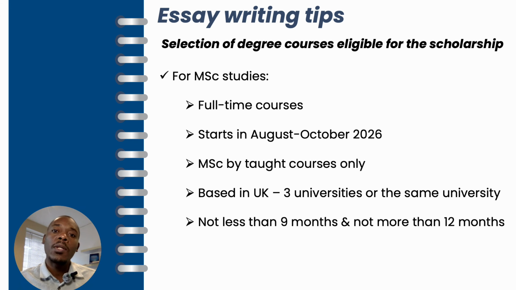Again, the length of the courses that you're going to select, they should be between 9 months to 12 months in length. If you select a course that is less than 9 months, those will usually be considered more like an advanced diploma, and they will not be eligible for the scholarship. Courses again which are masters, but the length of study is more than 12 months, those again will not be eligible. So select only courses that are full-time.